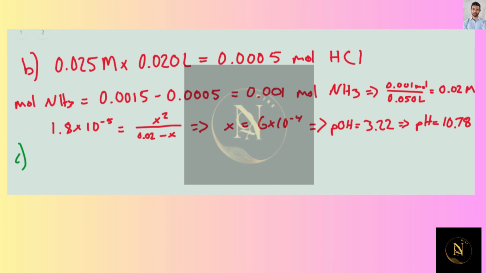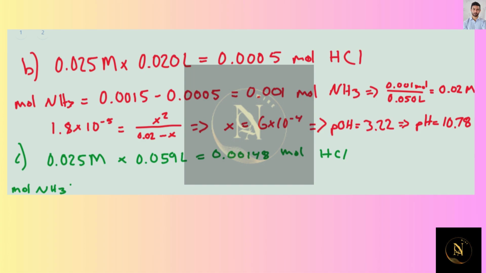For part C, we do the same process. This time we've added 59 milliliters. So we calculate the added HCl to be equal to 0.00148 moles. So now we calculate the moles of NH3 left to be equal to 2.5 times 10 to the minus 5 moles of NH3.